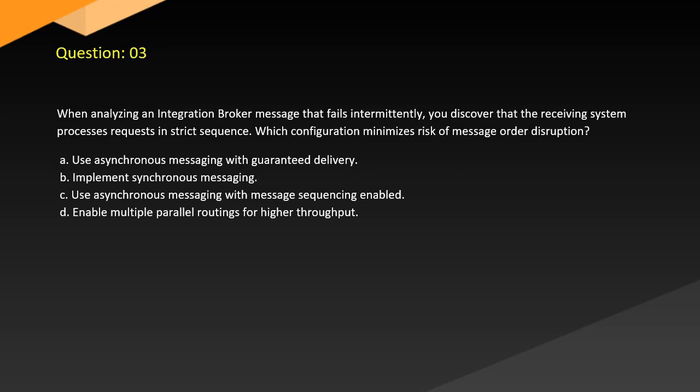Question 3. When analyzing an Integration Broker message that fails intermittently, you discover that the receiving system processes requests in strict sequence. Which configuration minimizes risk of message order disruption? A. Use asynchronous messaging with guaranteed delivery. B. Implement synchronous messaging. C. Use asynchronous messaging with message sequencing enabled. D. Enable multiple parallel routings for higher throughput.